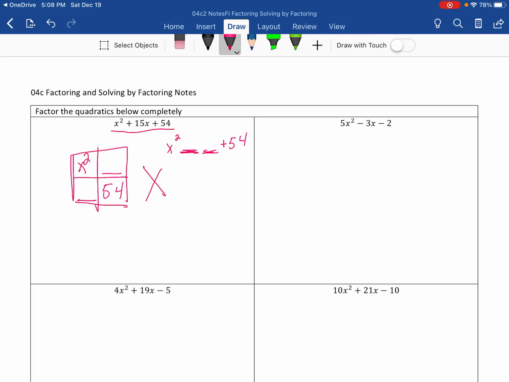And there's just a property for these. I know that these 2 numbers right here, the mystery numbers, always multiply to be A times C. So in this case it would be 1 times 54, and they always add to be B, which is 15. Okay, so we're looking for 2 numbers.